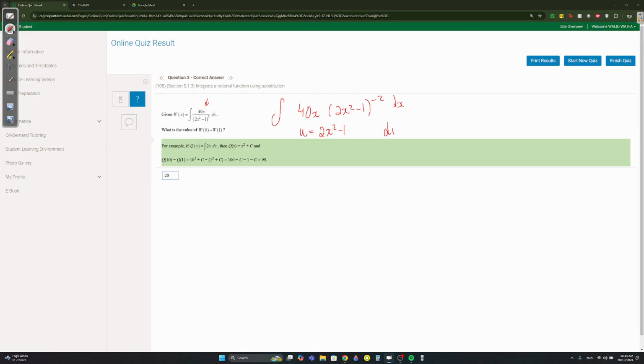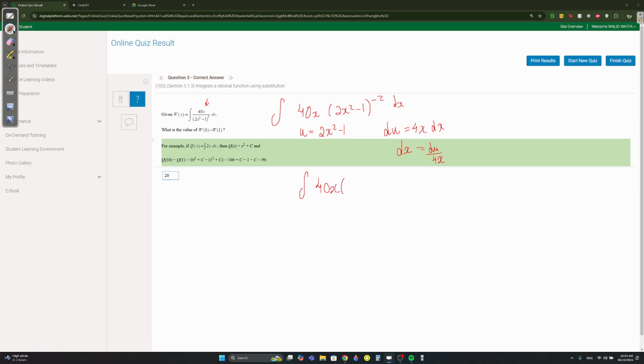So what will du be? Always du equals u prime dx. What's u prime? Derive this: 2 times 2, 4x, and 1 doesn't get derived, so du is 4x dx. So what's dx going to be? Take 4x to the other side: du over 4x. Can I integrate now? Yes.